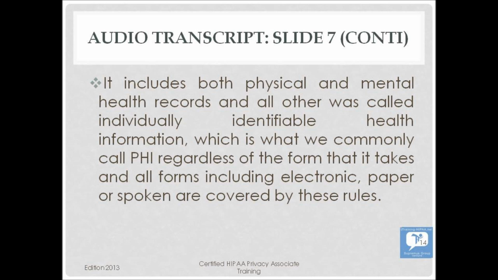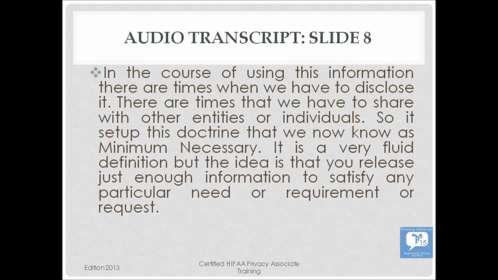It includes both physical and mental health records, and all other what is called individually identifiable health information, which is what we commonly call PHI, regardless of the form that it takes. And all forms, including electronic, paper, or spoken, are covered by these rules. Slide 8.